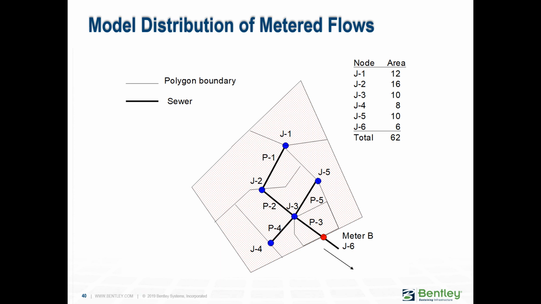This is a case to apply the GIS information having polygons, and for each one we have an area for the dry weather flow calculation.